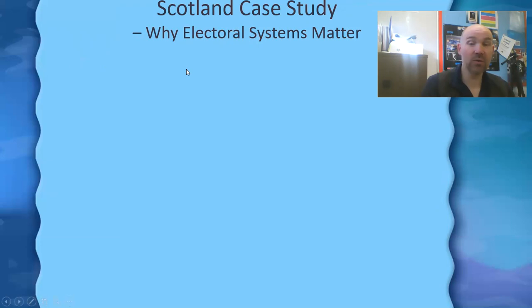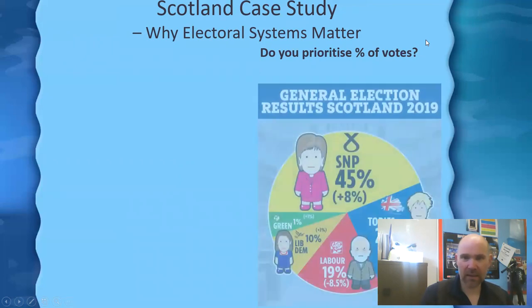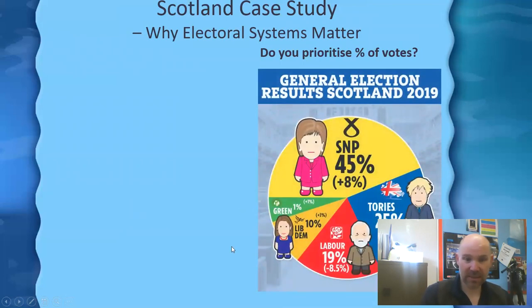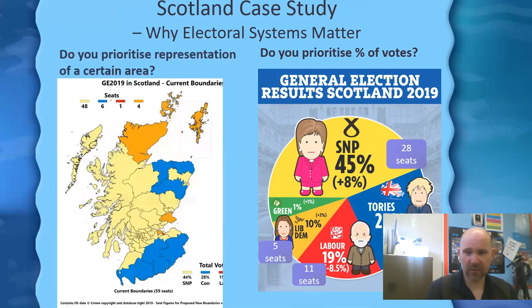I'm going to use 2019, the most recent general election, but I'm just going to focus in on Scotland to make a point here. Now, when you're choosing an electoral system, do you just prioritize the percentage of votes? Is that the best way to make a decision about seats in the House of Commons? If we did that, then the SNP got 45% of the vote in Scotland, in which case you would give them 45% of the seats.